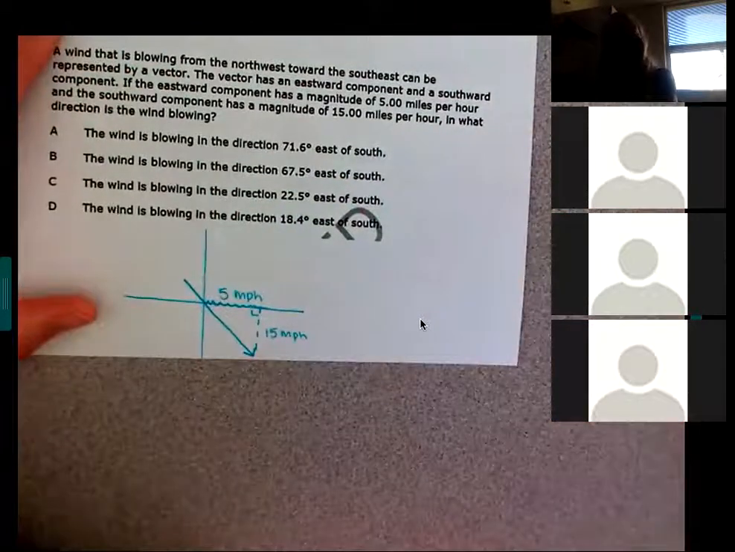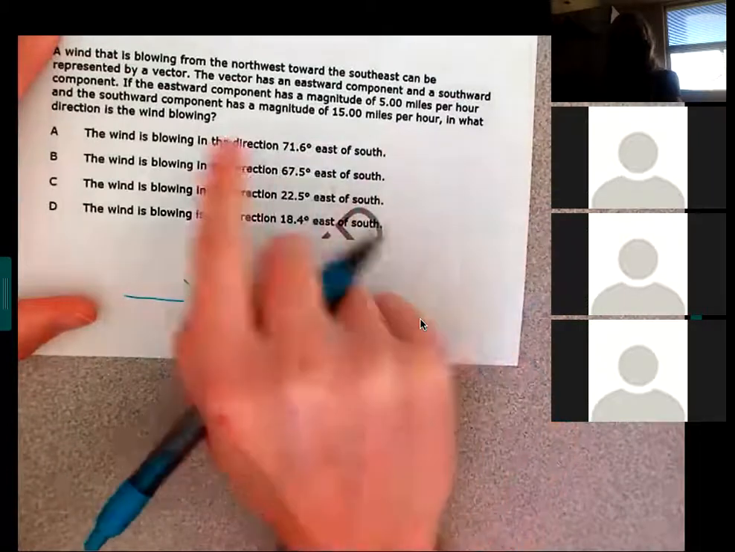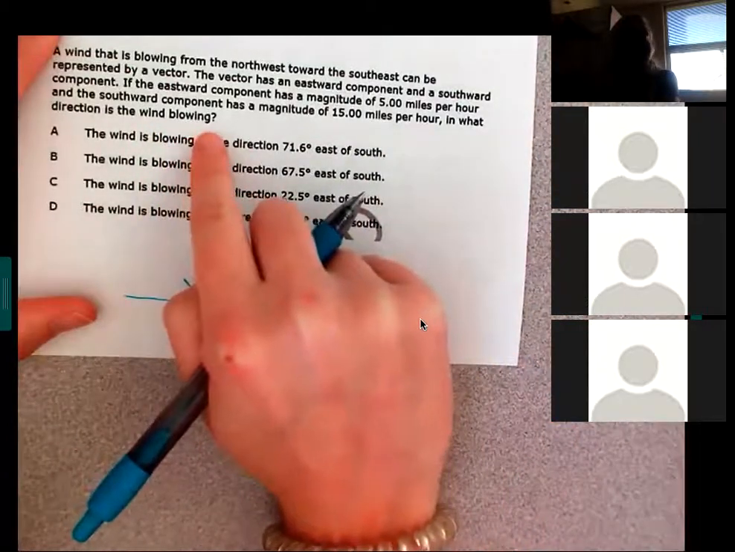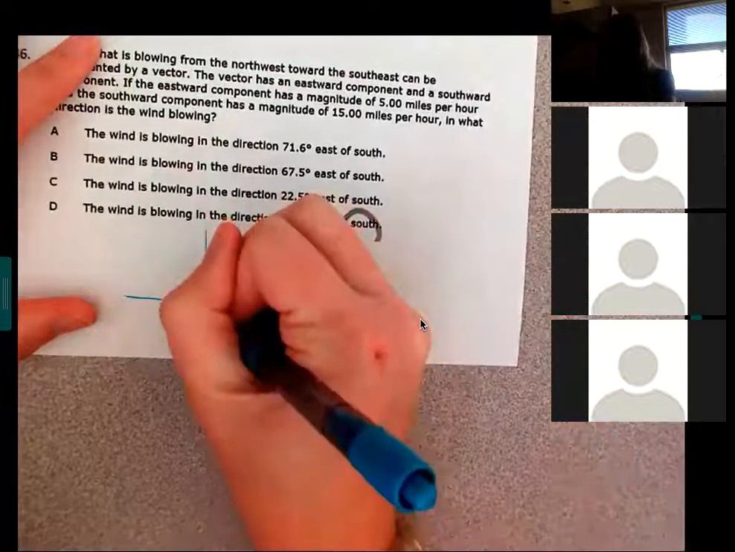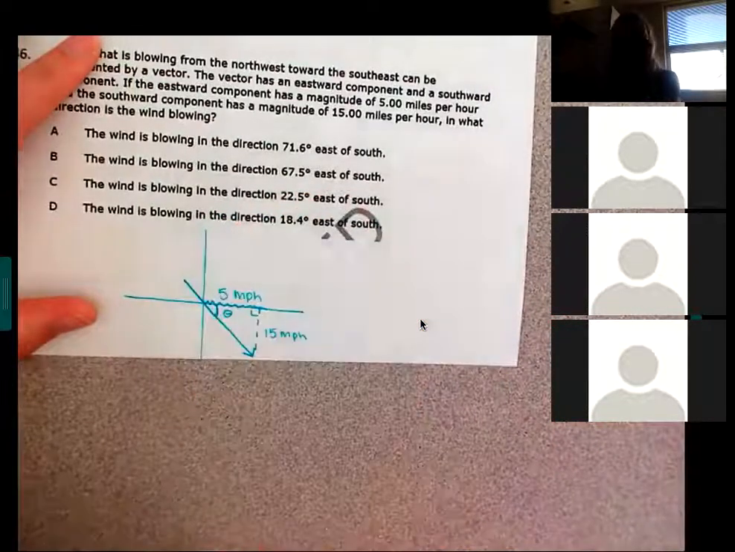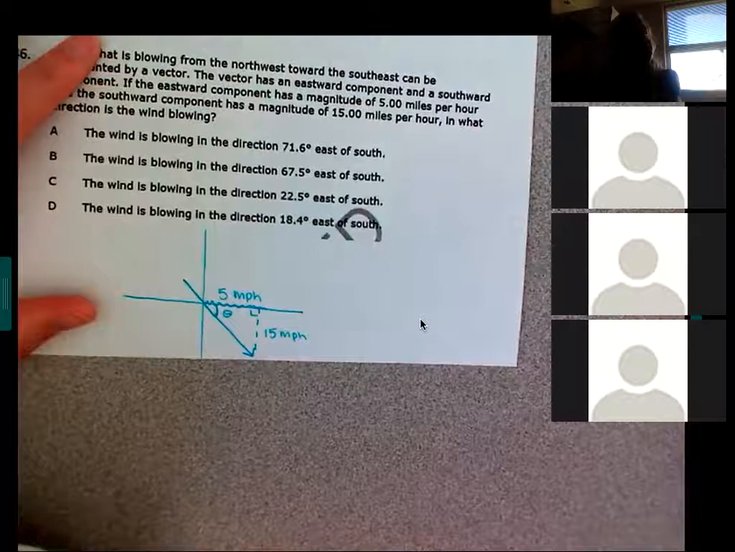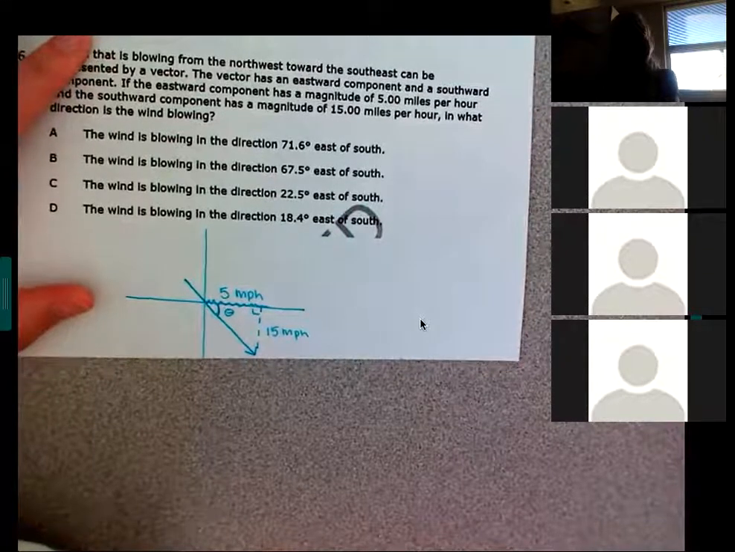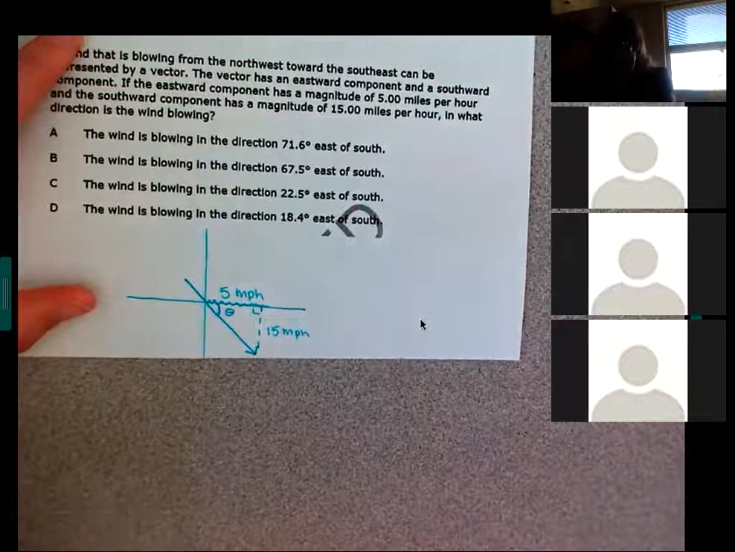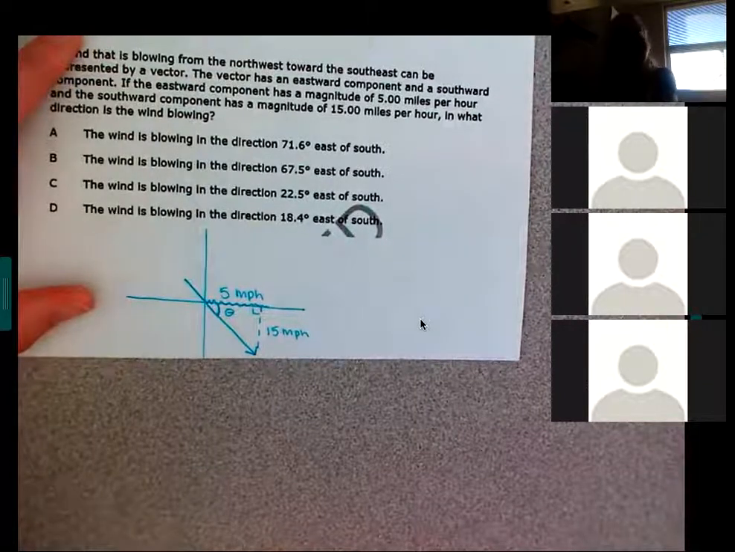So the question is asking you, what direction is the wind blowing? Okay, so remember your direction is this angle right here. Is everybody okay with that much? This one shouldn't have been too bad. This one gets tricky because of the way the answer choices are worded. All right, so how can I find that angle if this is a right triangle? SOHCAHTOA, and what trig function can we use?